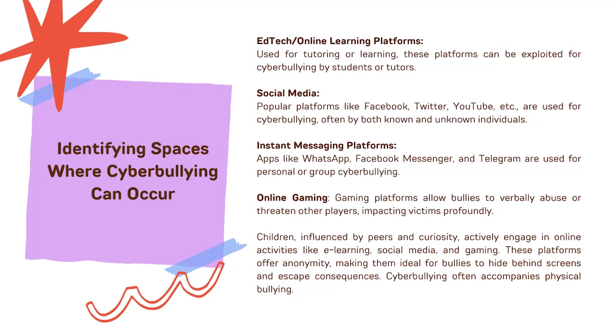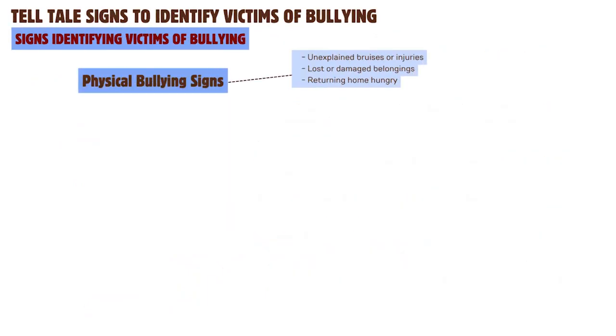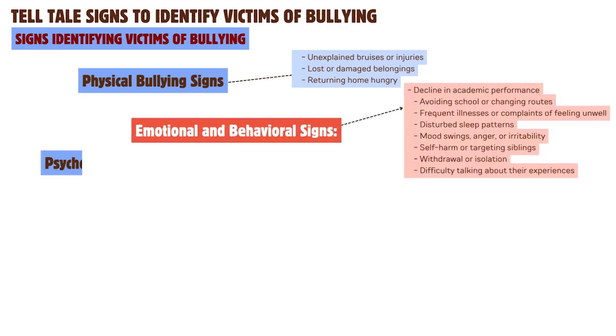Children, influenced by peers and curiosity, actively engage in online activities like e-learning, social media, and gaming. These platforms offer anonymity, making them ideal for bullies to hide behind screens and escape consequences. Cyberbullying often accompanies physical bullying.